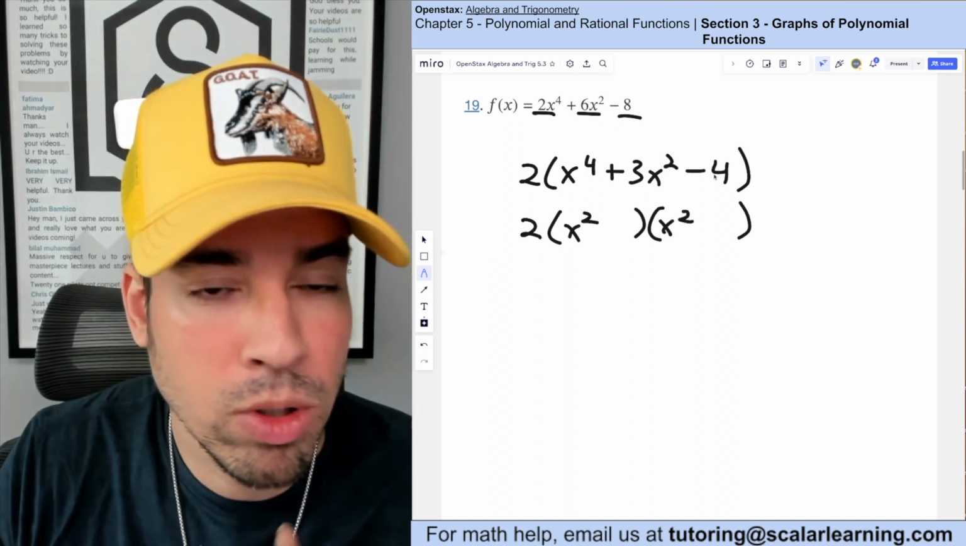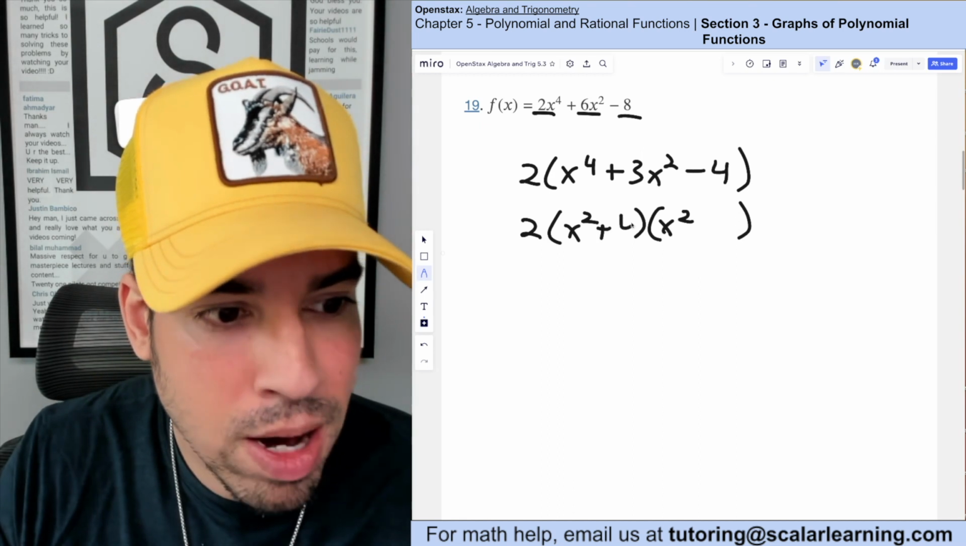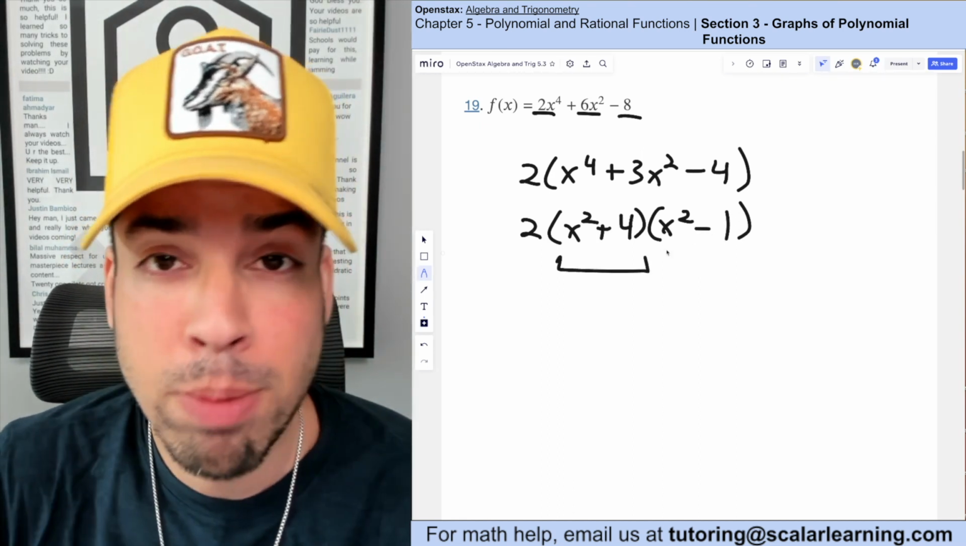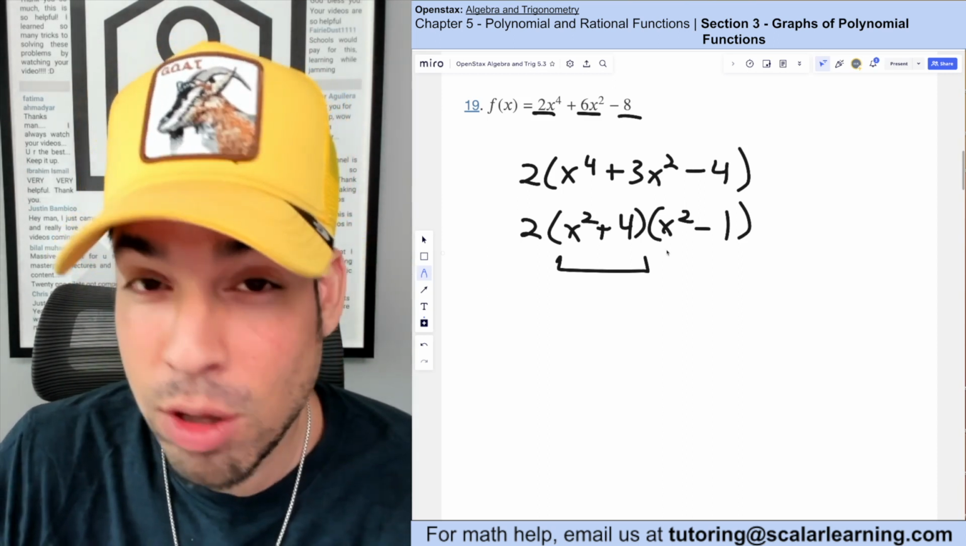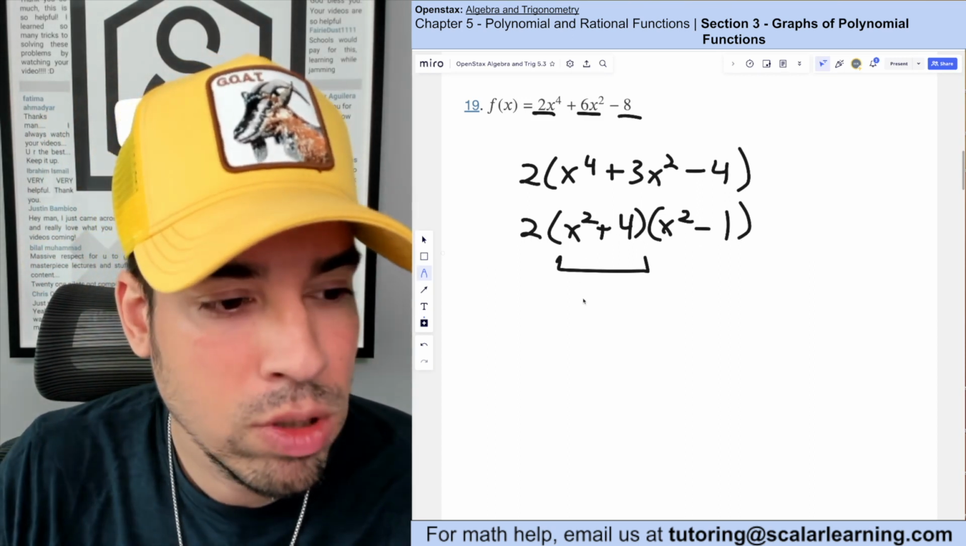And then what two numbers multiply to -4 and add to +3? That's going to be +4 and -1. For this binomial, we have a sum of perfect squares. Just remember that you cannot factor a sum of squares. It looks like you want to be able to factor it, but you can't. So that one's good to go. The 2 is obviously chilling.